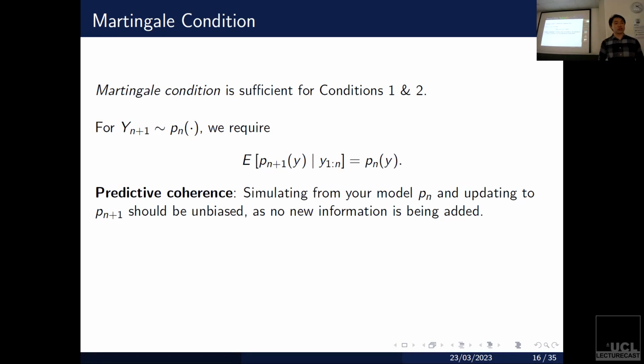And I think this is a really nice intuitive kind of predictive coherence assumption. It's saying that our predictive scheme is designed in a way that if we were to simulate from our own model, we wouldn't be introducing any new biases. And I think that's fair because there's no real new information being added.